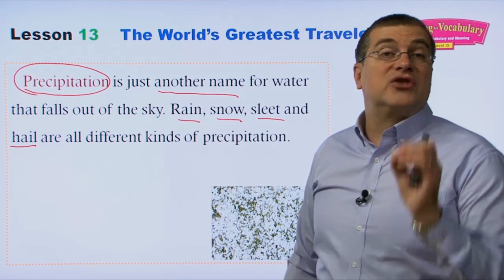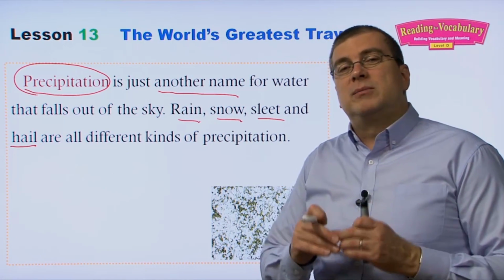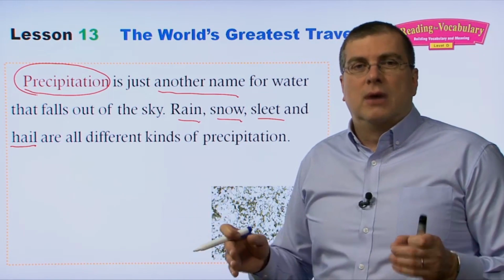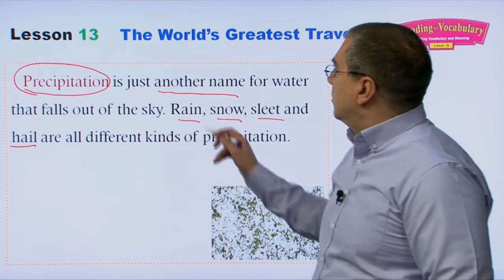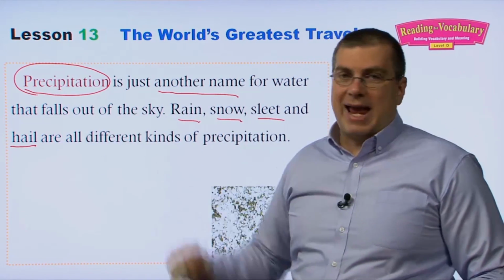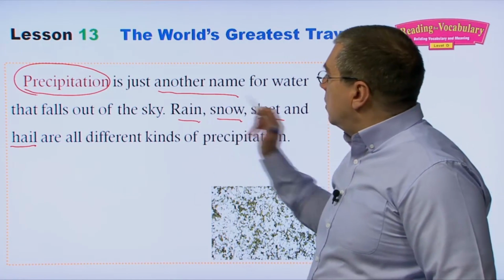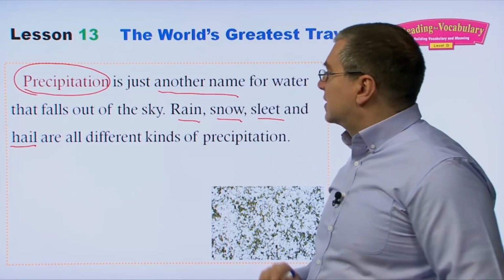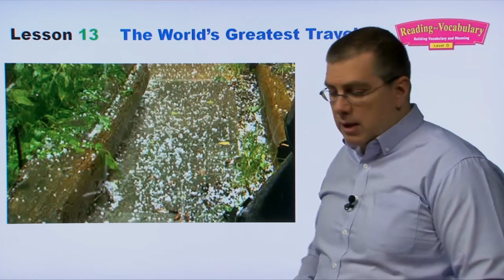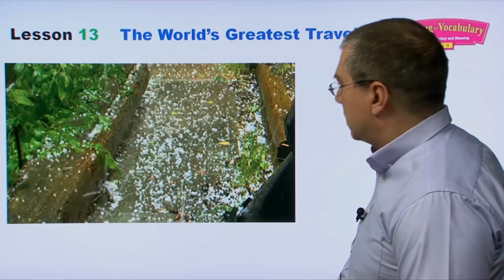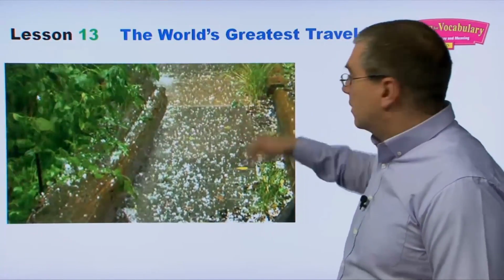Precipitation isn't just rain. It's a scientific word, but it also means any type of water that falls from the sky. Many different forms, not just rain, but snow, sleet, and hail. They're all different kinds of precipitation. So we know what rain is, we know what snow is, we know what sleet is. What about hail? Let's look at hail here for a minute. What does hail look like? If you can see it, do you see these white balls falling onto the ground?